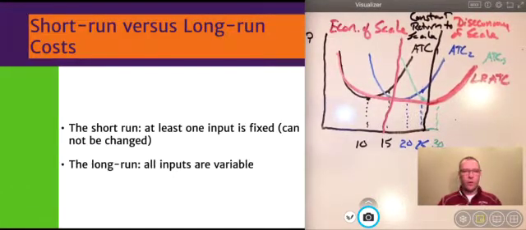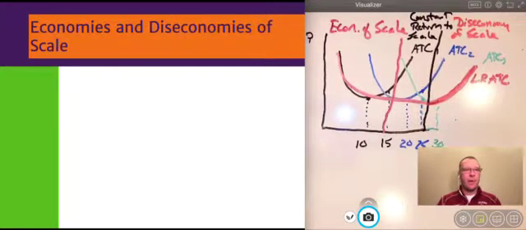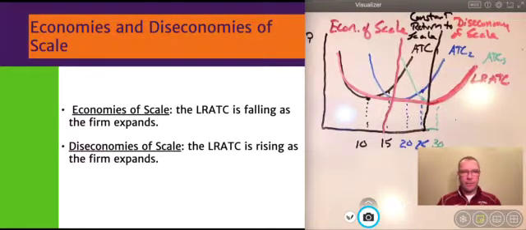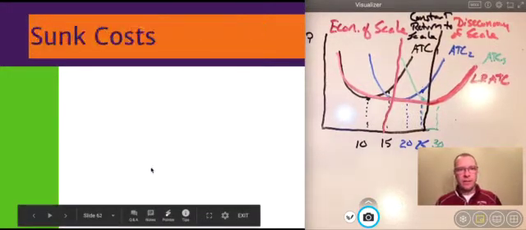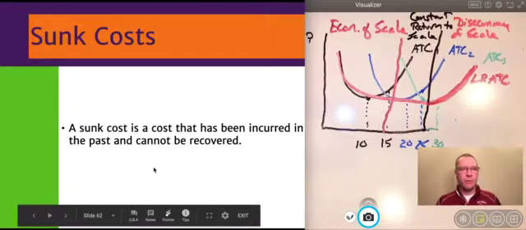Remember, the short run just means one input is fixed. In the long run, all inputs are variable, meaning we could change over everything. And of course, there's your economies of scale and diseconomies of scale. All it's talking about is that falling versus rising. And diseconomies of scale is something that's fun to say. It's one of those things in econ where you want to answer it. It's not always the right answer, though. It just means that your costs are constantly increasing, even if you get bigger.